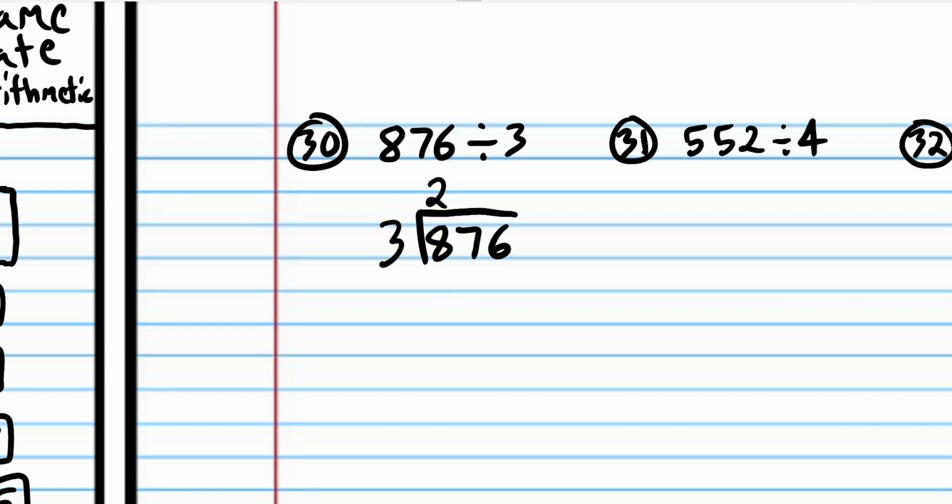The second step of the first cycle is 3 times 2 equals 6. You multiply, and you put the product right below the 8. All right? And the third step is you subtract 6 from 8. 8 minus 6 is 2. That's the first cycle. You can put a subtraction sign because we're subtracting. So there were 3 steps in that cycle.